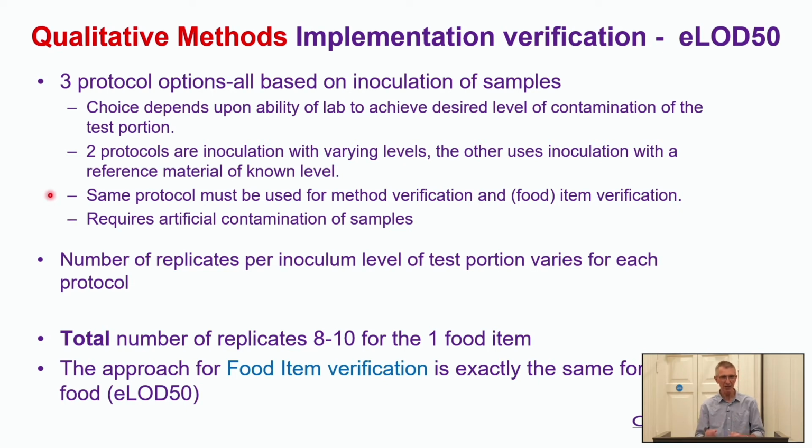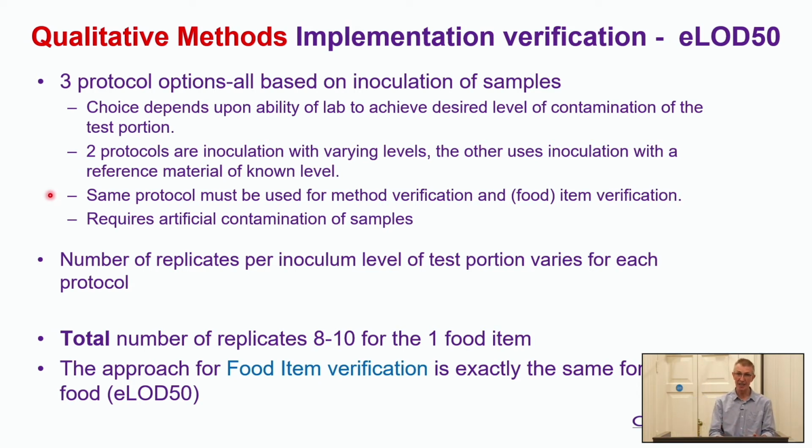Now, approximate amount of work that you need to do. The total number of replicates you'll need to do is about 8 to 10 for the one food item. So it's not an enormous amount of work you're going to have to do. But the key thing is getting the inoculation level right, and that may take a little bit of time because many labs aren't used to inoculating foods with particular low levels of microorganism, so it may take a little bit of time to get that right.